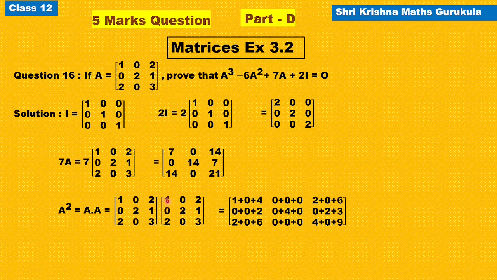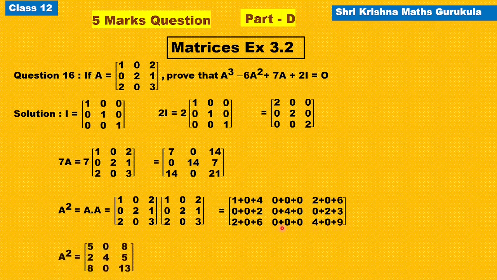Now third row with first column, which will be 1 into 2 is 2, 0 into 0 is 0, 3 into 2 is 6. So it is 2 plus 0 plus 6. Then third row with second column, which is 2 into 0 is 0, 0 into 2 is 0, 3 into 0 is 0. So all the three terms are 0 here. This whole term will become 0. Now third row with third column, that is 2 into 2 is 4, 1 into 0 is 0, 3 into 3 is 9. So this will be 4 plus 0 plus 9.